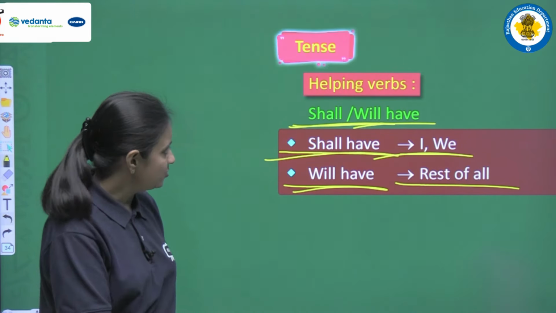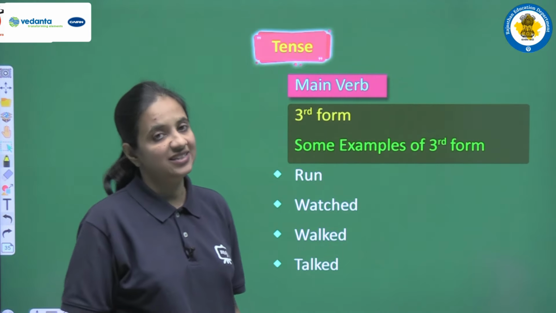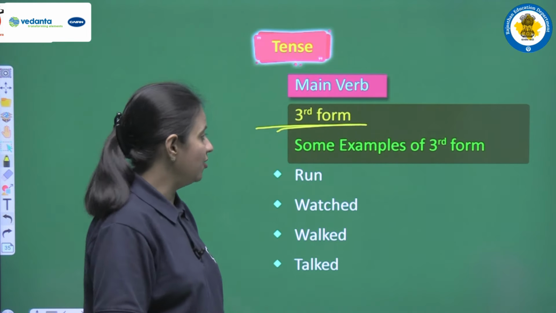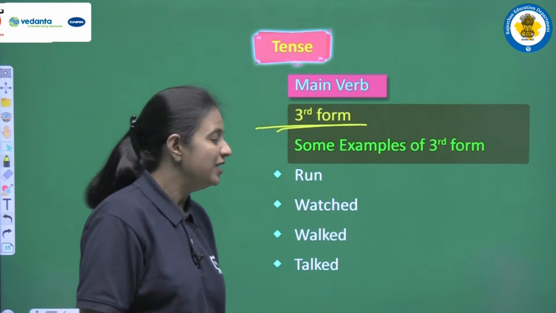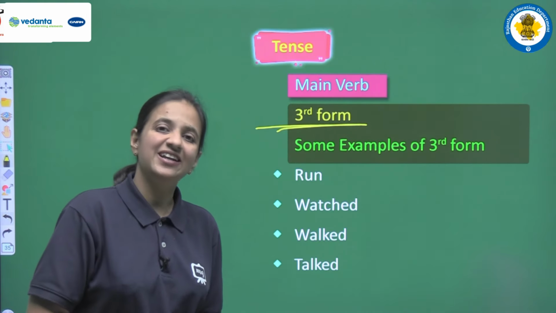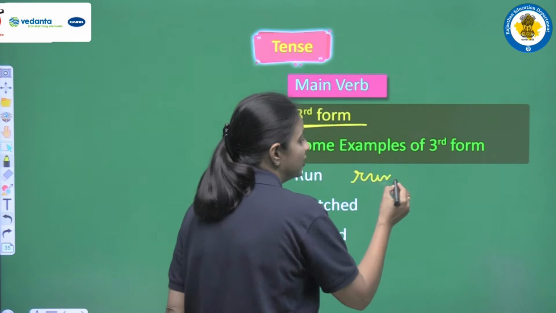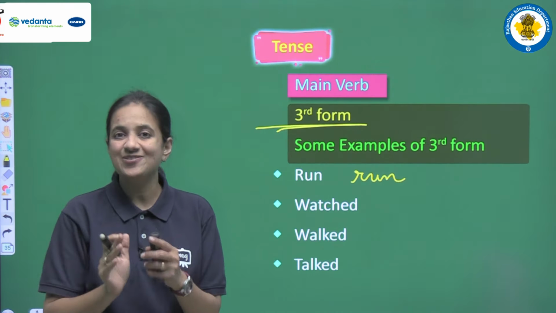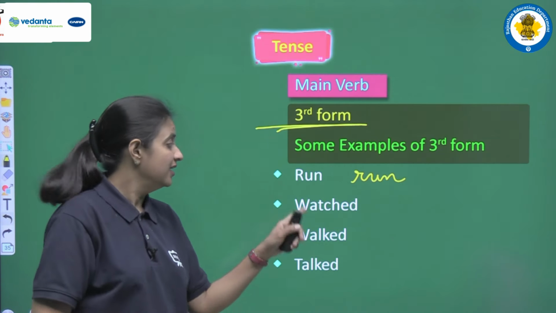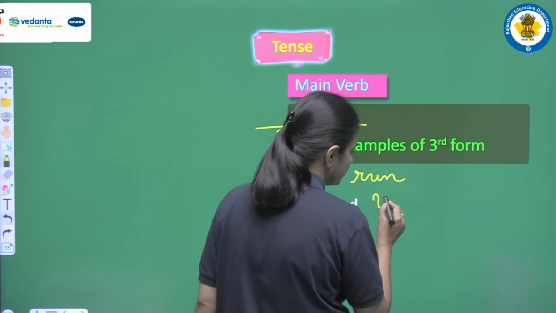Clear? Next, moving on, we have the main verb. This is future perfect tense, and in this tense we use the third form of the main verb. Let's see some examples of the third form. First of all we have run. Students, don't get confused here. Run is the third form of run. The first form is also run and the third form is also run. And what is the second form? Yes, the second form is ran. Okay, run, ran and run. Next we have watched. So watched is the third form of watch.